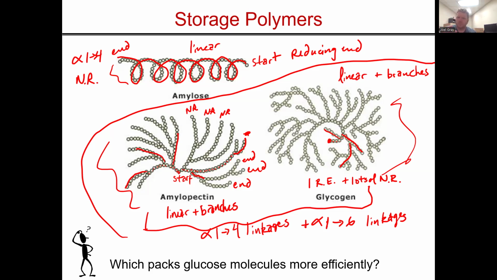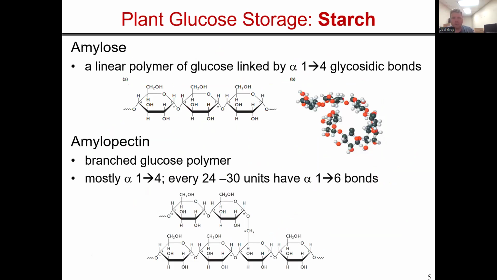Whereas glycogen, it's a little bit more consistent. So basically, the difference between amylopectin and glycogen has nothing to do with the bonds, but instead branch frequency, or branch occurrence, however you want to split that. Now, which packs glucose molecules more efficiently? I think that's going to end up being glycogen, which arguably is good because I like having glycogen so that I can walk around and do stuff.